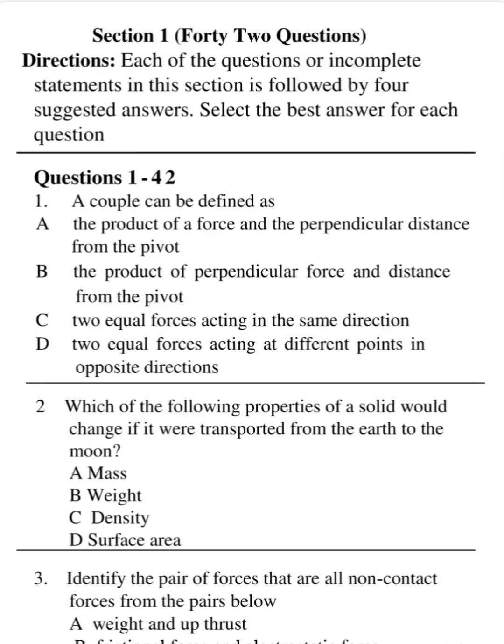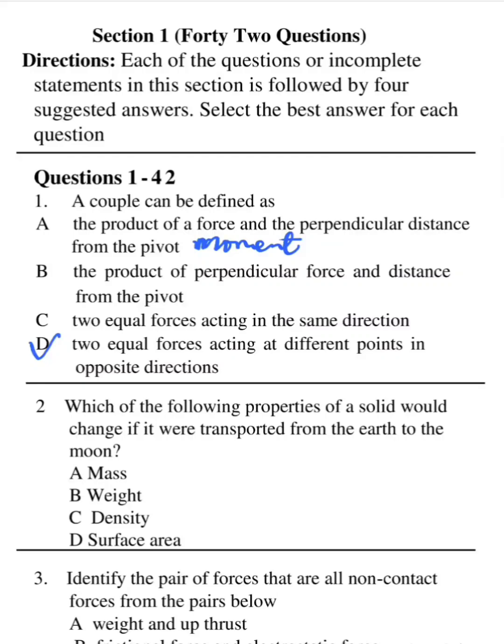So in the first question, a couple can be defined as A, the product of a force and the perpendicular distance from the pivot. This one is simply the moment of a force, not a couple. And B, the product of the perpendicular force and the distance from the pivot. And C, 2 equal forces acting in the same direction. And D, 2 equal forces acting at different points in opposite directions. Yes, that's the best answer that defines a couple.